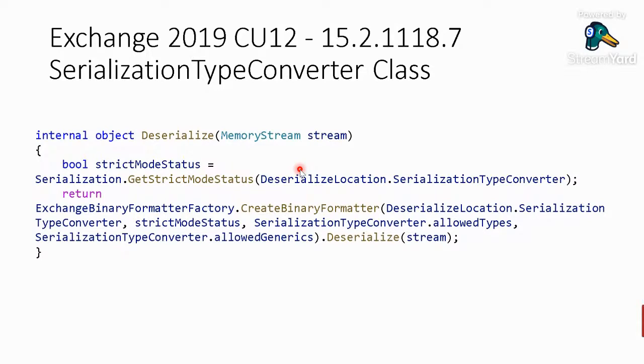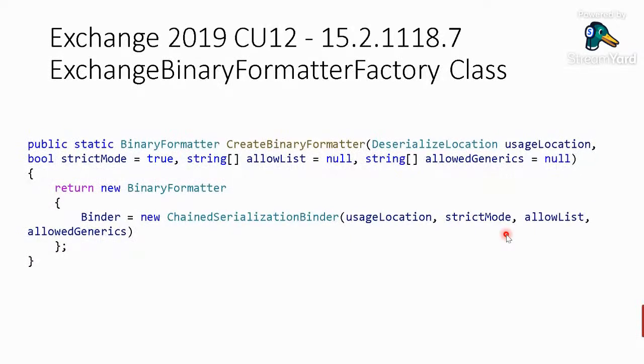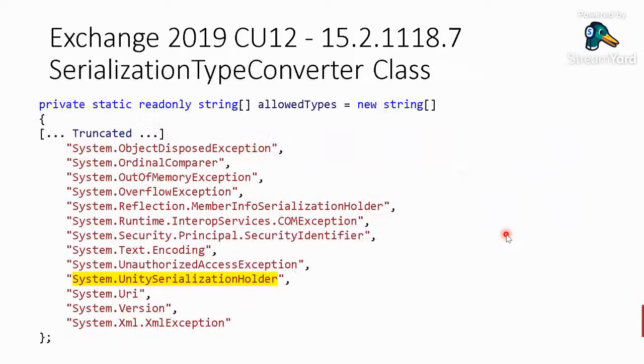What we haven't looked at in the past, though, is the allowed types. So we're going to have to use strict mode. We're only going to allow the specific types that are allowed in this list, the specific list for the serialization type converter. And again, the create binary formatter hasn't changed. The allowed types for this specific converter are much longer than this list. I just put the end of the list because there's an interesting type that's allowed here, which is called System Unity Serialization Holder.